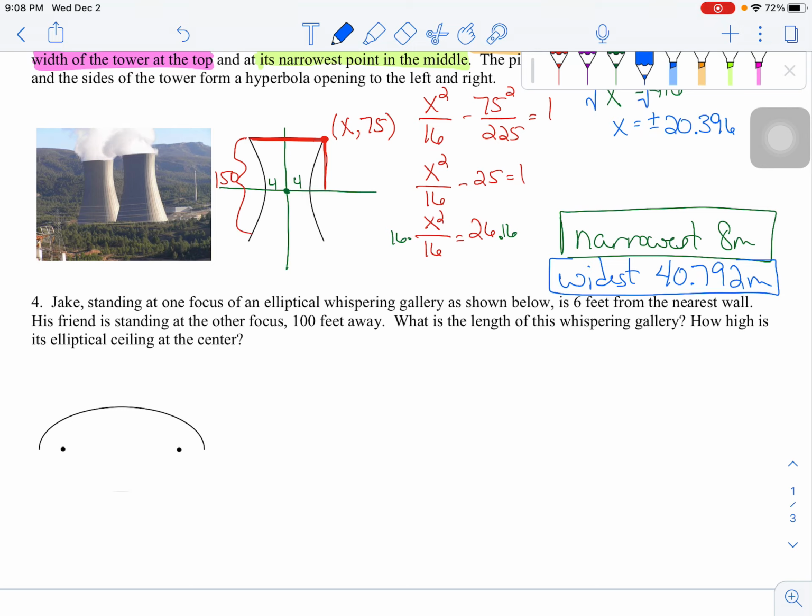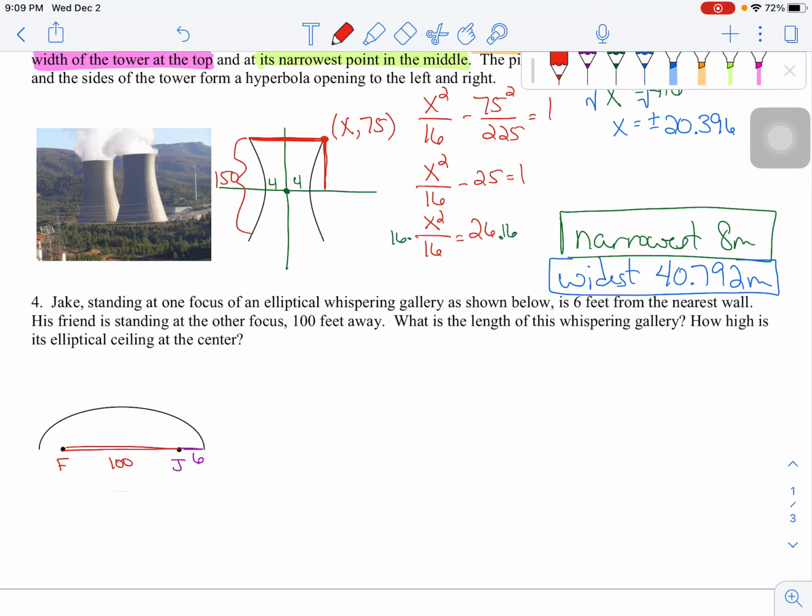Let's see. Jake is standing at one focus of an elliptical whispering gallery as shown, and he is 6 feet from the nearest wall. So I'm going to go ahead and put Jake here. I'm going to just put a little J for Jake. And I know that he is 6 feet away from the nearest wall. His friend, and I'm going to be terribly creative and put F for friend, is standing at the other focus 100 feet away. Okay. What is the length of this whispering gallery?